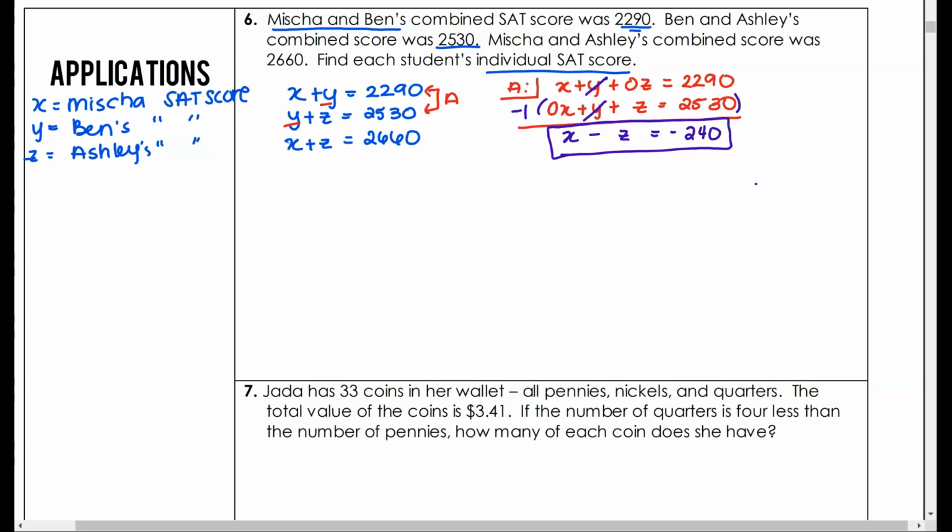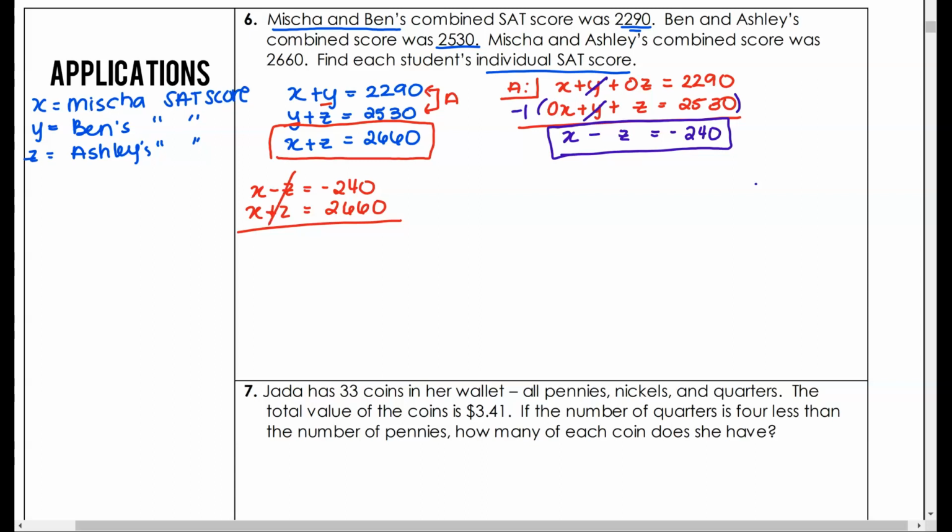All right, let's take a look. Now that we have x minus z, what's nice is I can actually just go straight here and look at my last equation, because remember, I'm just trying to eliminate one variable. Here I have x and z. So let's go ahead and combine these two and get rid of z, since I have that positive z and that negative z. So I'm going to have x minus z equals negative 240. And then I have x plus z equals 2660. I don't have to do anything, again, because they're already opposites.